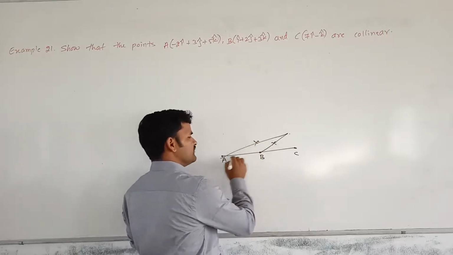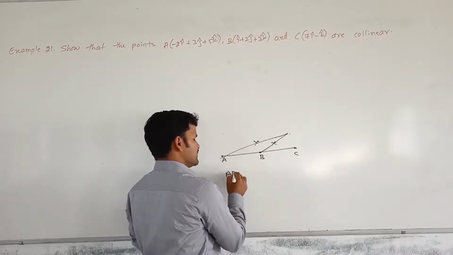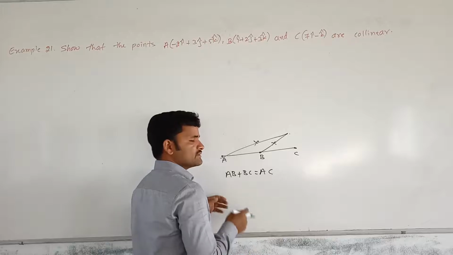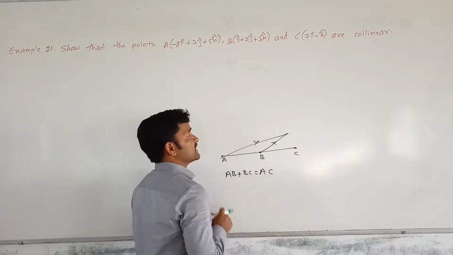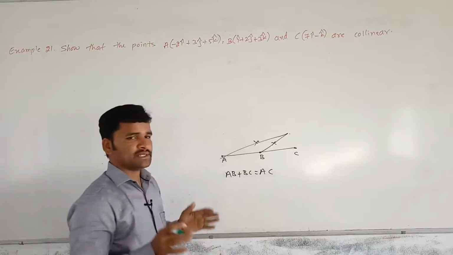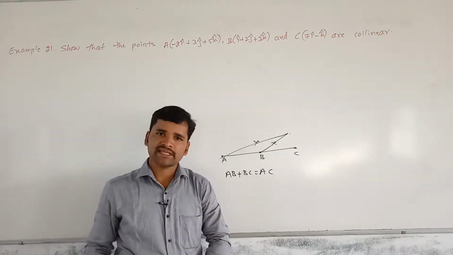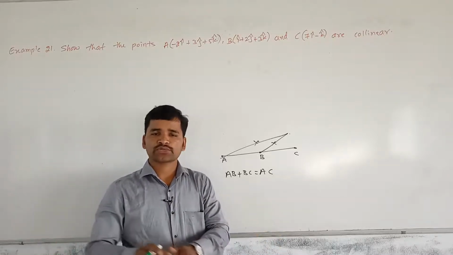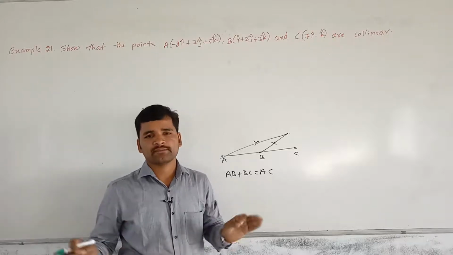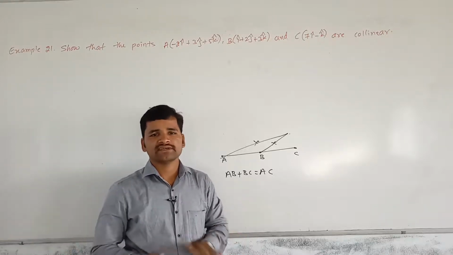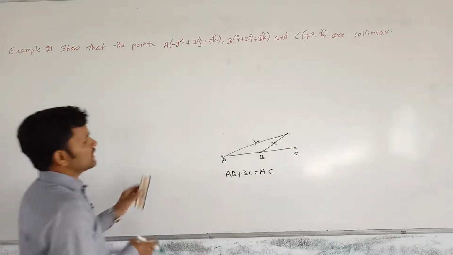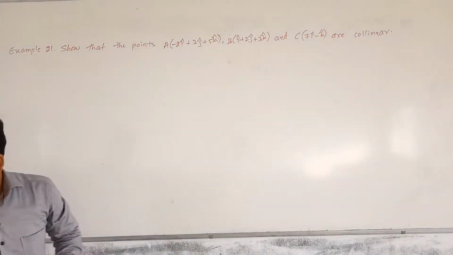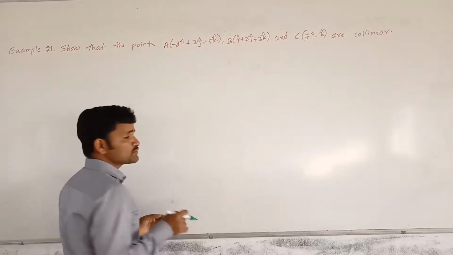See, if all 3 are lying on a single straight line, then the length of AB plus the length of BC will automatically be equal to the length of AC. So here what we do, these are the 3 points A, B and C. We will find out the AB length, the BC length, and then the AC length also. If the sum of 2 lengths is equal to the third length, then all 3 points are lying on a single straight line, otherwise not. Okay. Now finding the length AB. How will you find the length AB? To find the length AB, you should find vector AB first.